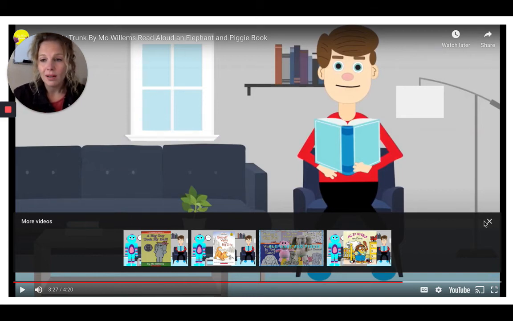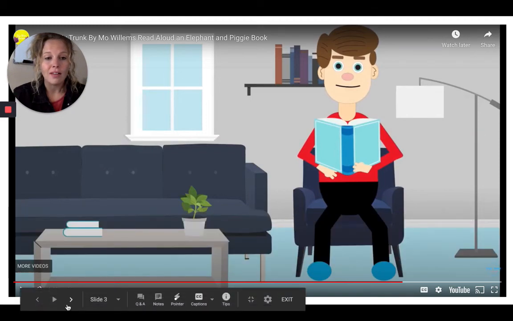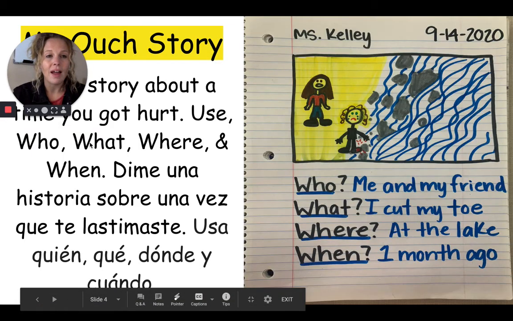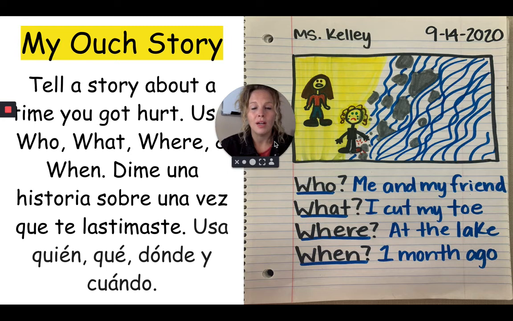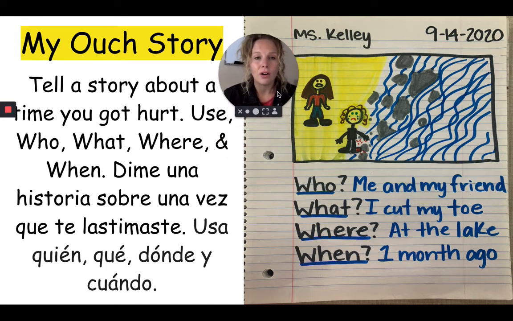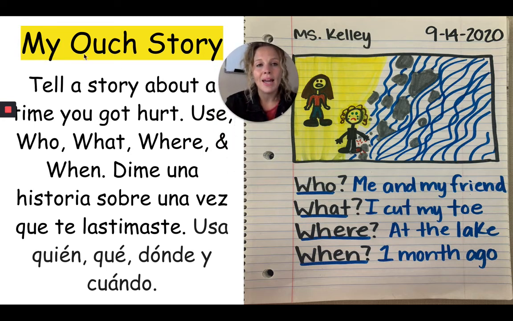So, what I want you to do for our writing center today is I want you to tell a story about a time you got hurt. So this is called My Ouch Story. So I want you to go tell your grown-up, I want you to go tell a friend, your brother, your sister, whoever's at home with you. I want you to tell a story about a time you got hurt. And I want you to try to use who, what, where, and when.